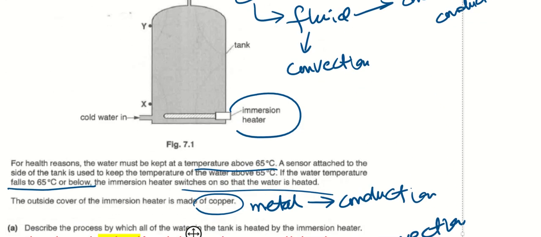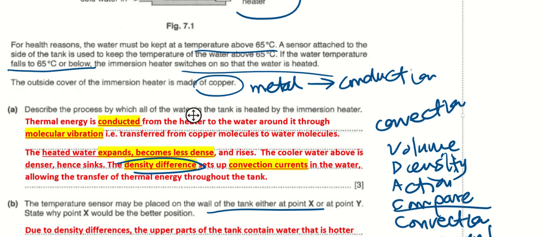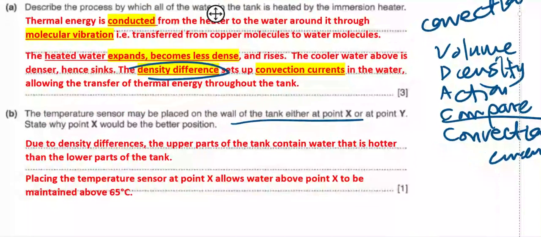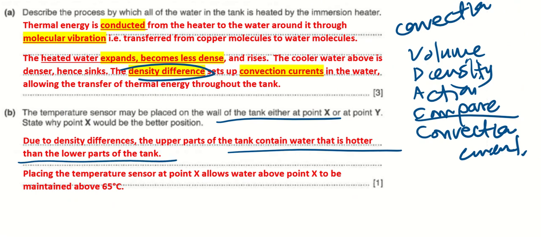So X and Y. Why do you think X would be a better position? Due to temperature difference, the upper part of the tank contains water that's hotter than the lower part. Right? What is the purpose of the sensor? Placing the temperature sensor at point X allows water above point X to be maintained above 65.